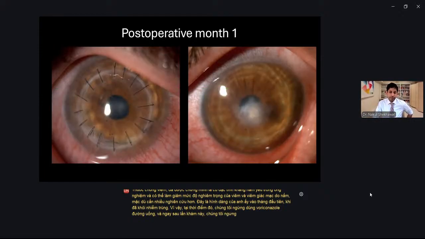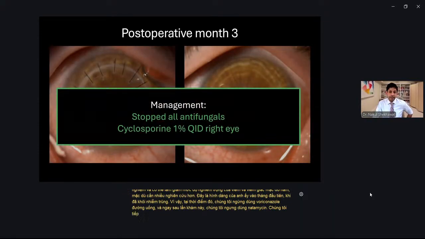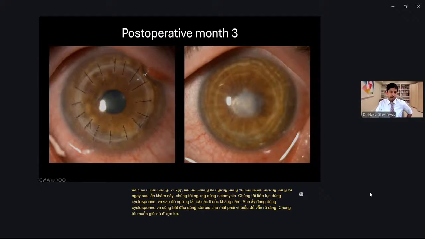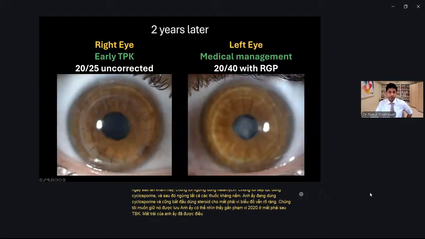We kept the cyclosporin going, and later on, we stopped all antifungals. He was on cyclosporin, and he was also started on steroids for that right eye because the graft remained clear. We wanted to keep it saved. He's seeing close to 20/20 range in this right eye after TPK. His left eye was successfully medically treated. However, what's noteworthy is that the left eye is only 20/40 with a rigid gas permeable contact lens.